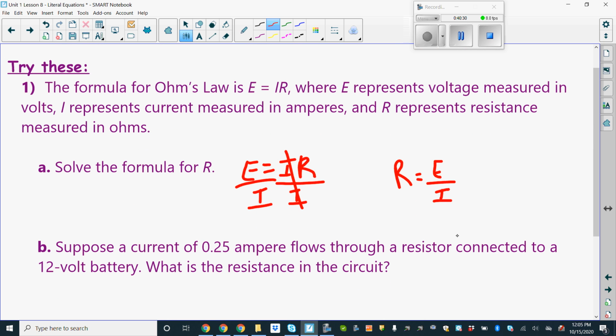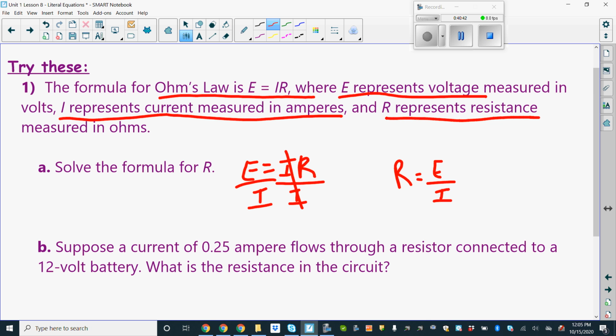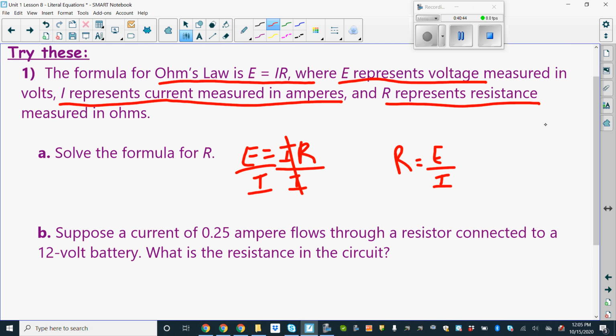The formula for Ohm's law is E equals IR, where E represents the voltage, I represents the current in amperes, and R represents the resistance. So there are our variables. Down here, suppose a current of 0.25 ampere flows. Ampere is represented by I, so on my key, I'm going to have I equals 0.25.